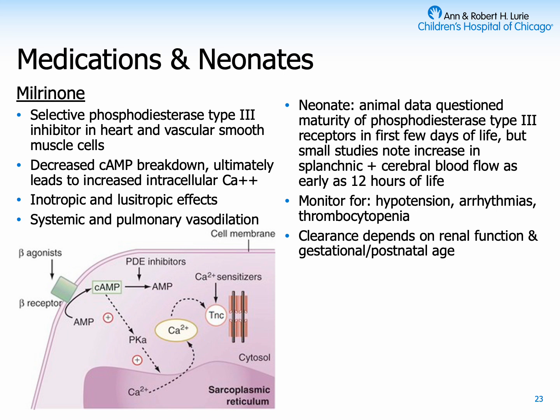In neonates, there was some animal data that questioned the maturity of phosphodiesterase type 3 receptors in the first few days of life, but small single center studies with infants on milrinone found an increase in splenic and cerebral Doppler flow as early as 12 hours of life. The main thing to monitor is for hypotension and the potential for thrombocytopenia, though that is less common. And clearance also depends on renal function and gestational or postnatal age.